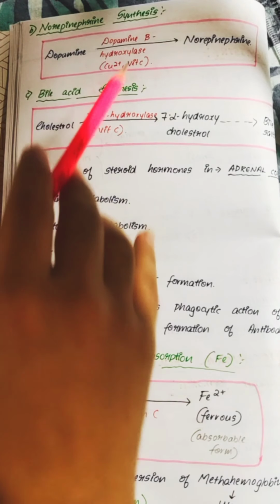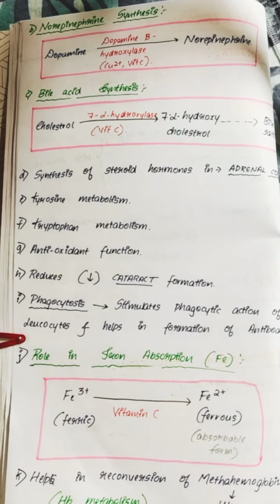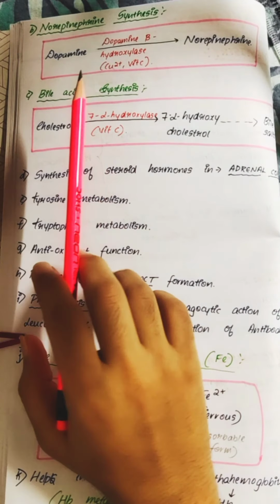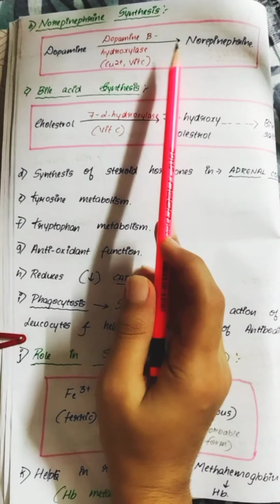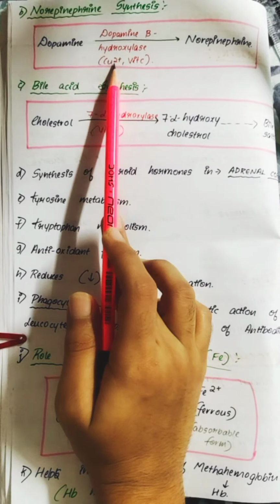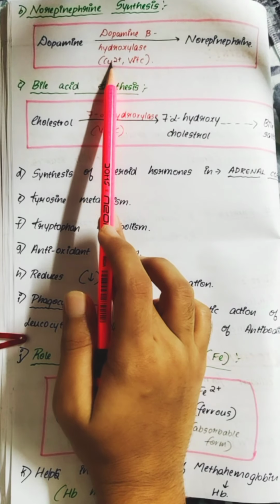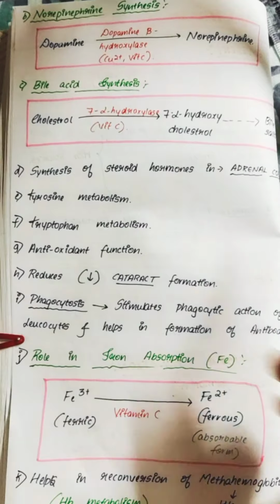The second function is it also helps in the synthesis of norepinephrine, where dopamine is getting converted into norepinephrine in the presence of dopamine beta hydroxylase, the cuprous ion and vitamin C. So dopamine is getting converted into norepinephrine.